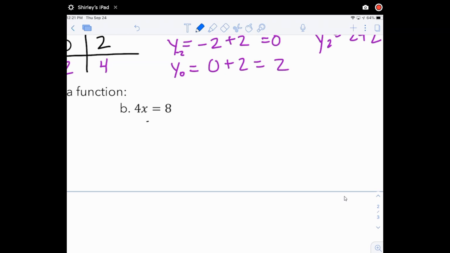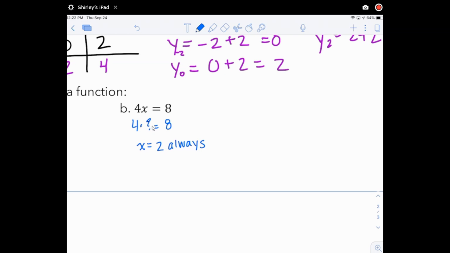If I just start thinking about this equation, 4x is equal to 8. It's really asking me, 4 times what gives me 8? So it's saying 4 times some number is going to give me 8. What can I multiply 4 by to get 8? That number is going to be 2. So no matter what, x is always going to equal 2.